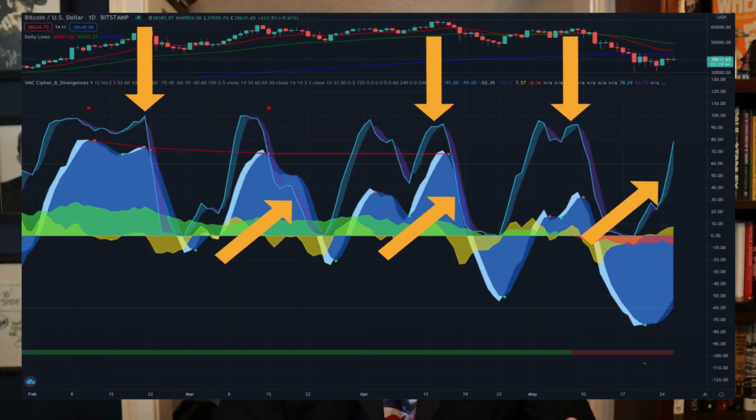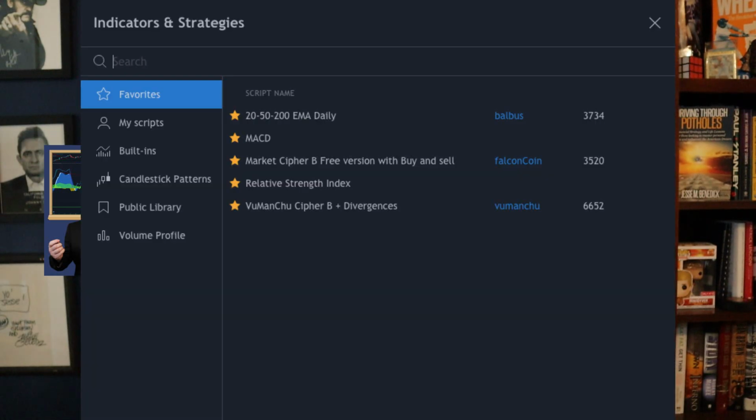Now, the blue and the purple lines represent RSIs. I do have to admit, I'm still kind of partial to the original RSI. I kind of like that one the best. I don't know if I'm fully on board with the Market Cipher RSI. And if you wanted the original one, it's simply listed as Relative Strength Index in TradingView, okay?